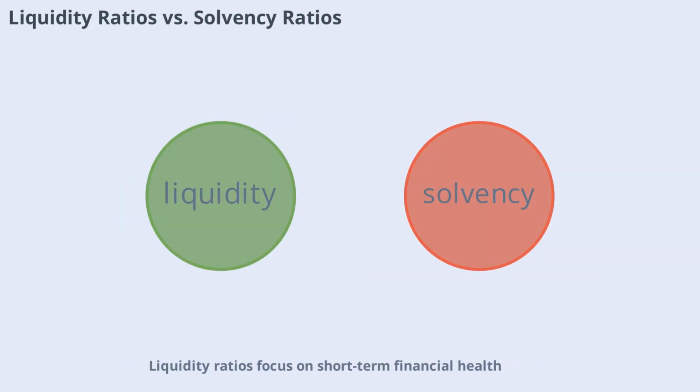Liquidity ratios focus on short-term financial health, while solvency ratios look at long-term stability. Solvency ratios measure a company's ability to meet all its obligations, not just those due soon. Both types of ratios are important, but they answer different questions. Liquidity tells you if a company can pay its bills this year. Solvency tells you if it can survive for the long haul.